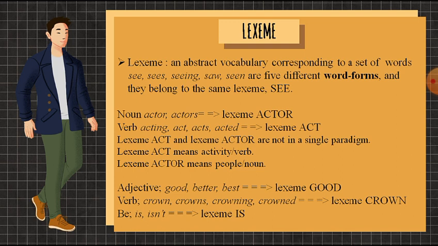Another example is an adjective. Here we have good, better, and best. They come from the same lexeme, which is good. Then the verb crown: crown, crowns, crowning, and crowned. They come from the same lexeme, which is crown. Be: is and isn't. They come from the same lexeme, which is be.